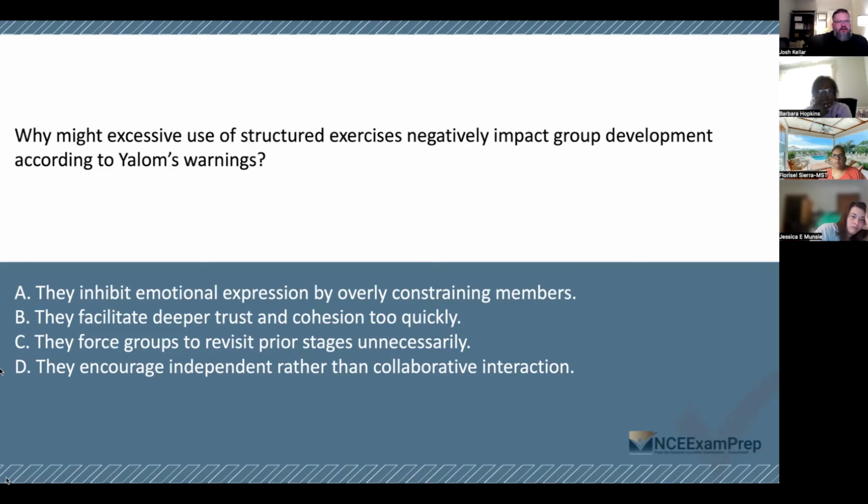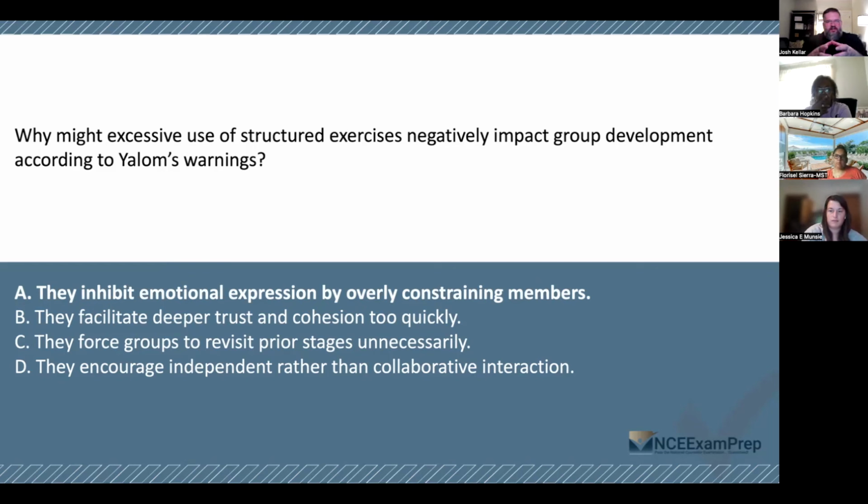Okay. Yeah, well, this one is A. They inhibit emotional expression by overly constraining members, right? It's almost like we've got a tight hold on things and there's not room to freely feel because we're holding the rules or the structure too tightly.